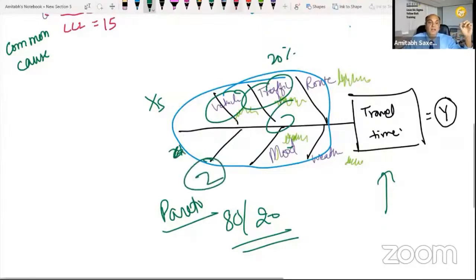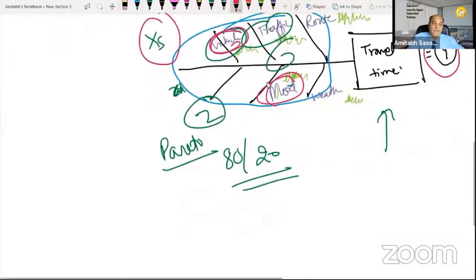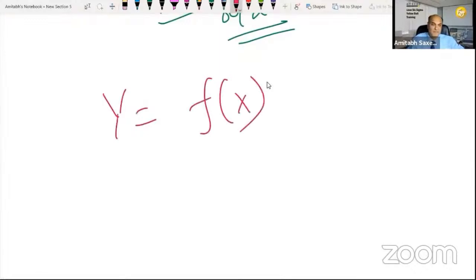Two are responsible for 80% of the problem. And which are these two? You have to validate. How would you validate? So now I have got X, I've got Y. And my dear friend, Y is a function of X. Y is the result.